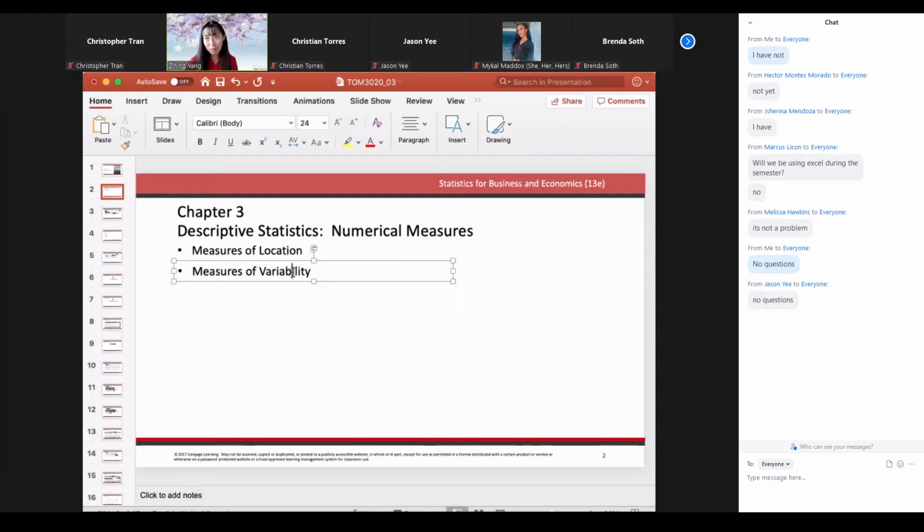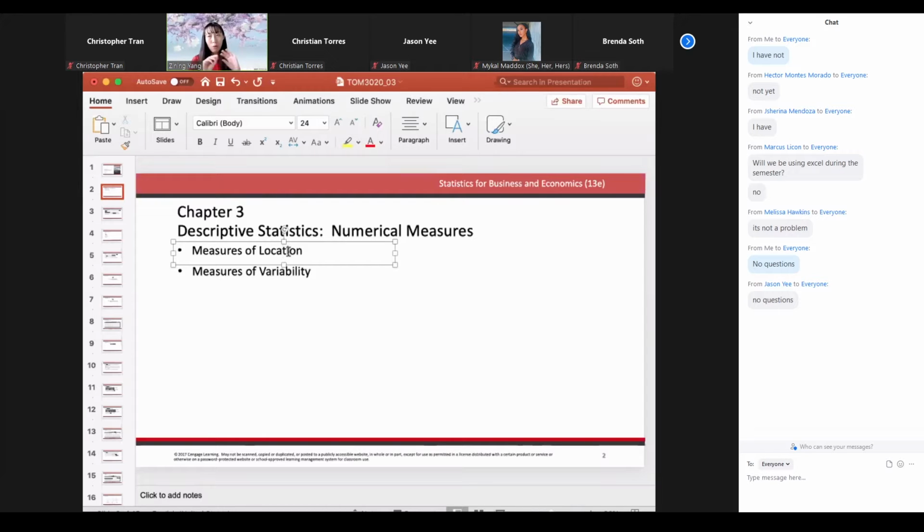What does that mean, right? So again, now we're doing the translation between statistics and plain English. So in statistics, when we talk about location, we're talking about on the horizontal axis, on the continuum, where the center of your data is.